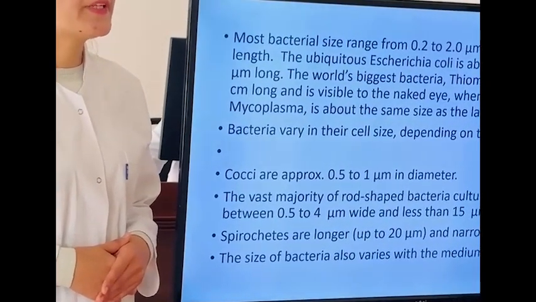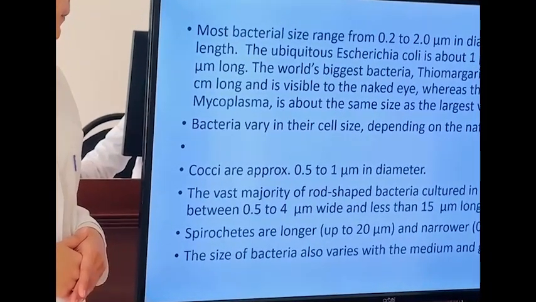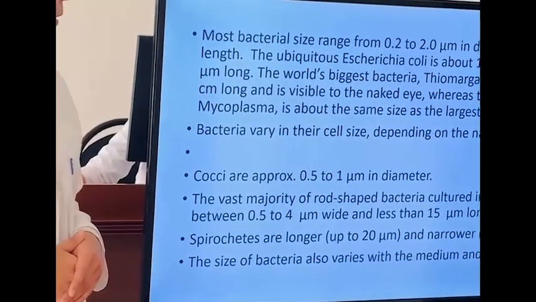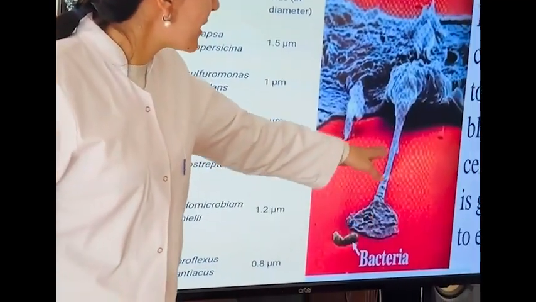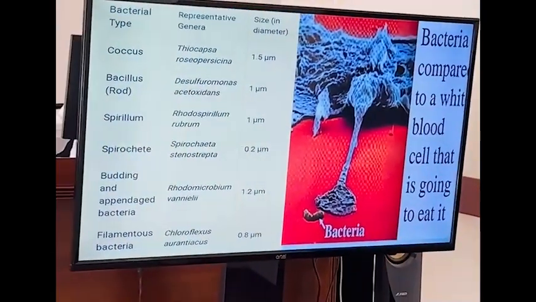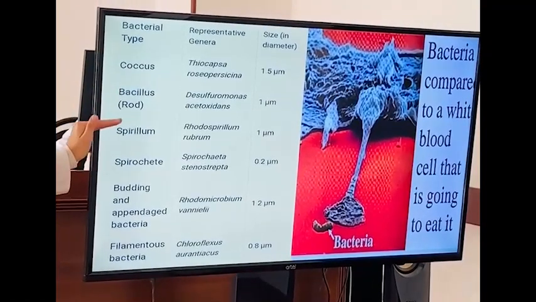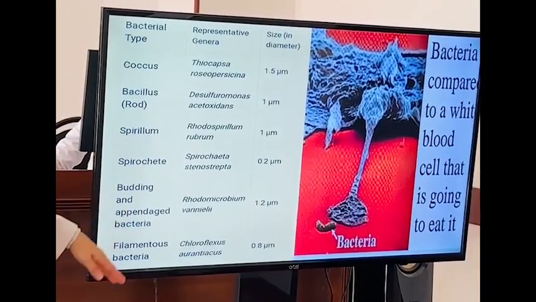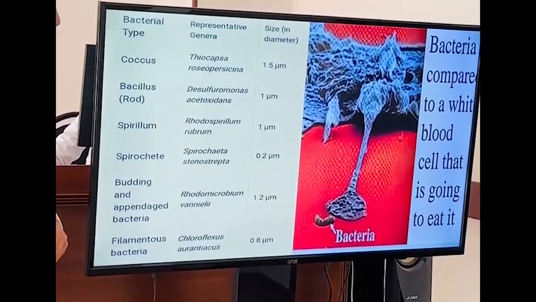And here we can see some of the bacteria. Look at one of the macrophages, and the bacteria types are coccus, bacillus, spirillum, spirochete, budding and appendaged bacteria, and filamentous bacteria too.